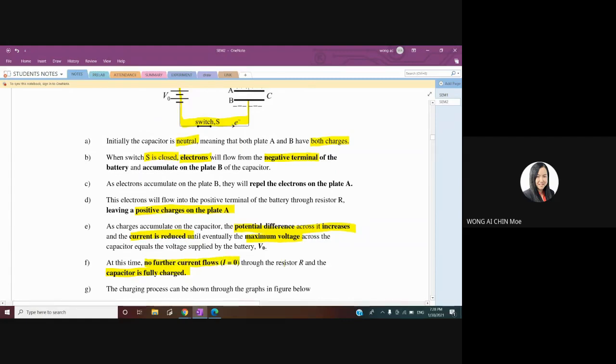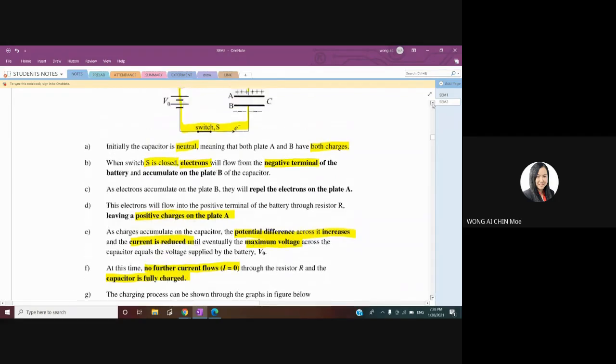Okay, next. So this is the graph. I will explain again.